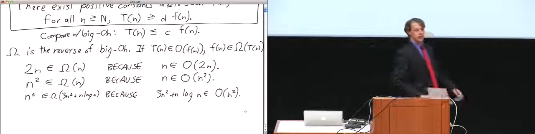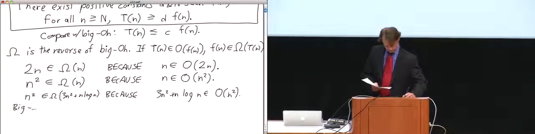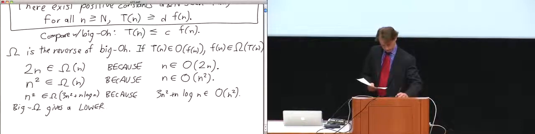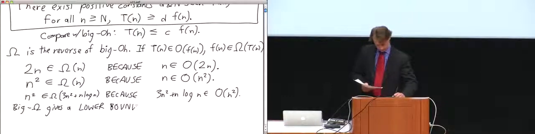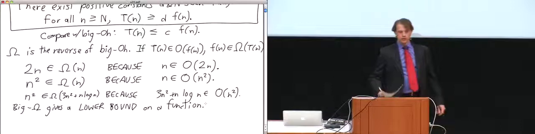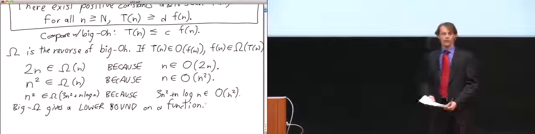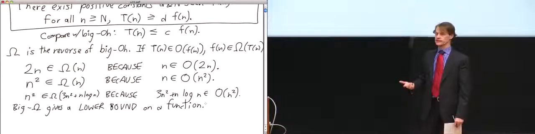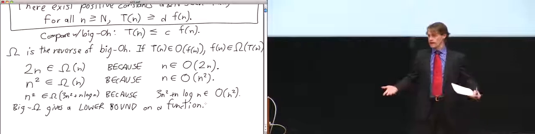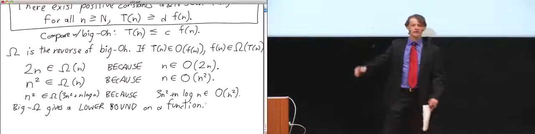So the difference between big omega and big O is that big omega gives us a lower bound on a function, just as big O gives us an upper bound. Or to put it another way, big O notation says your algorithm is at least this good in terms of running time or memory use or some other feature. Big omega says your algorithm is at least this bad.